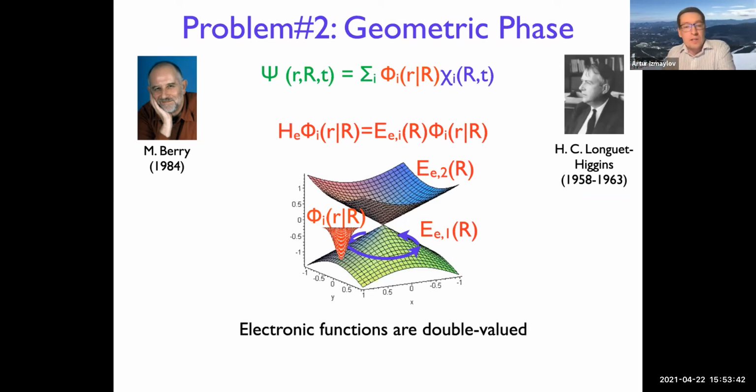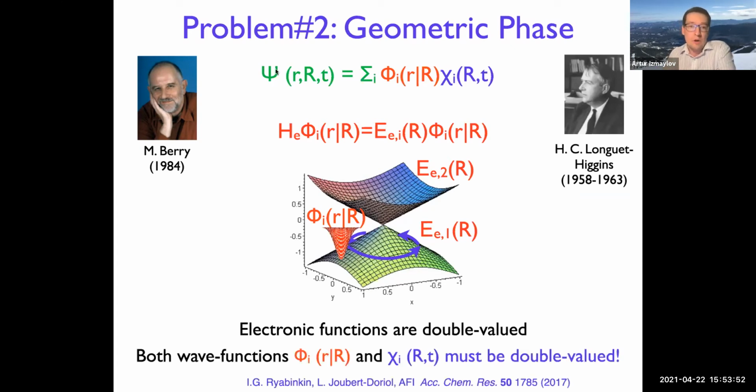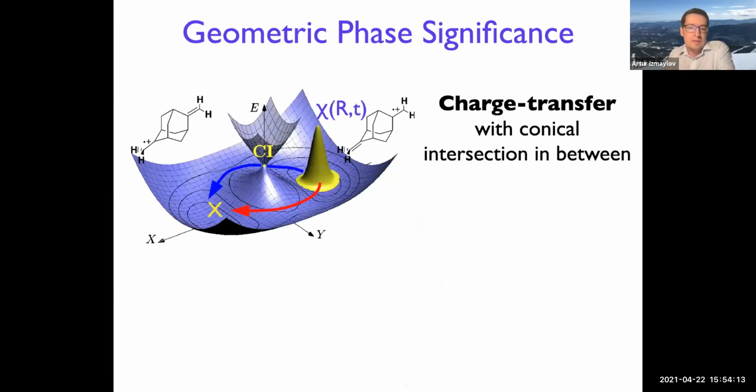Mathematically speaking, this means that the electronic function is a double-valued object with respect to the nuclear coordinates. In order to make the total wave function a single-valued object, both the electronic function and the nuclear wave function must be double-valued objects. We describe in this mini review what kinds of effects that double-valuedness produces, and here, just to showcase a few striking differences when you account and when you don't account for the double-valuedness.